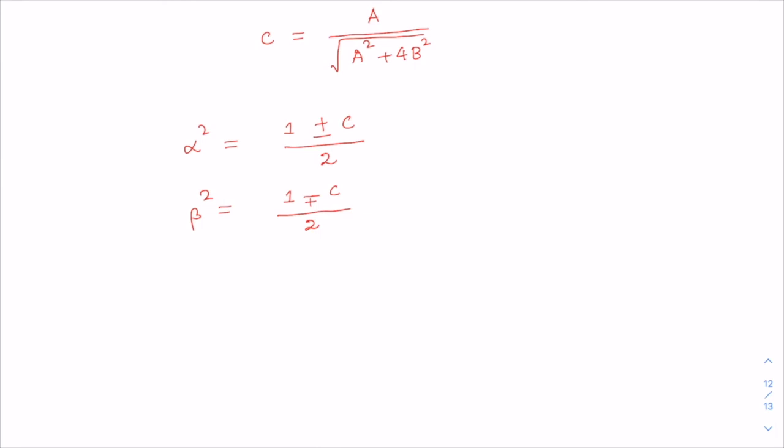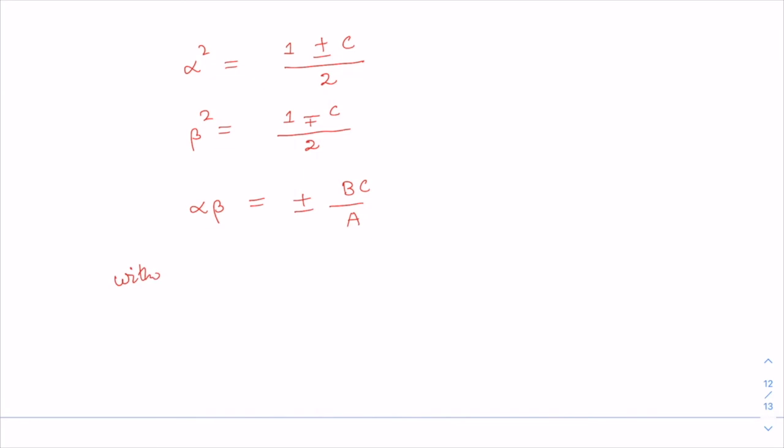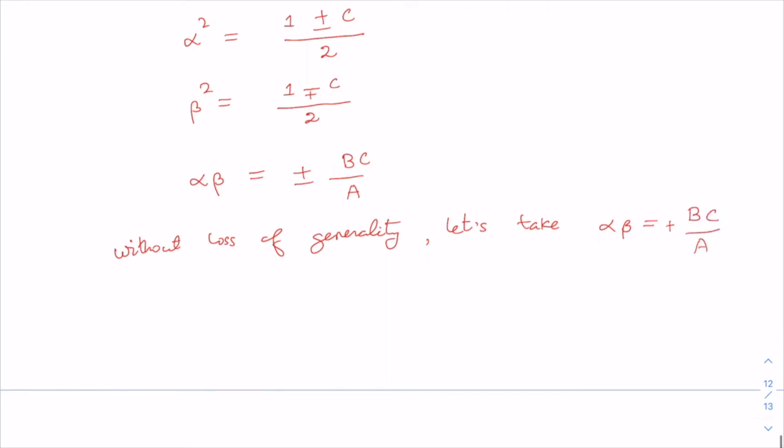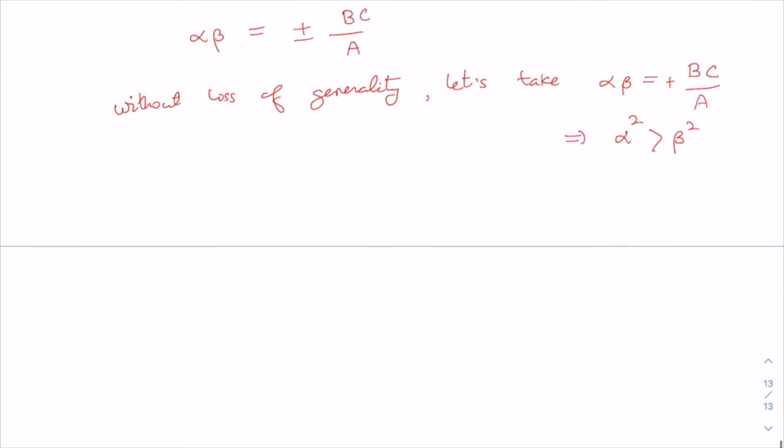And also from here I can have alpha beta is equal to plus minus bc divided by a, and without loss of generality, let us take alpha beta is equal to plus bc by a, and actually this implies that I am taking alpha square is greater than beta square. So using this, I can rewrite my Hamiltonian. It's very straightforward. I can put the value of alpha, beta and everything. I will finally get my Hamiltonian in this form.